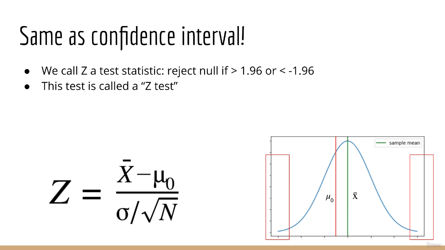Therefore, I first calculate x bar minus mu naught, divided by sigma over the square root of n. We'll call that z. By the way, this z is called a test statistic. Then I check whether or not z is bigger than 1.96 or less than minus 1.96. If it is, I reject the null hypothesis that mu is equal to mu naught. This test is called the z-test.